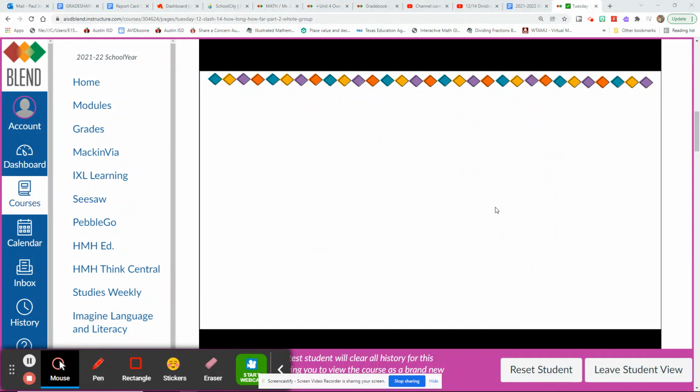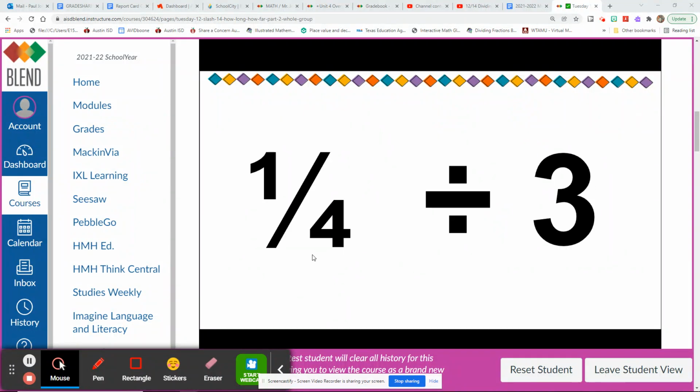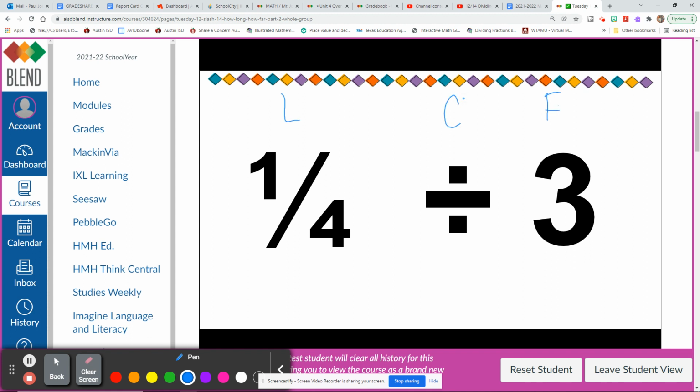Okie doke. Now we are making our way through, and now we're going to take 1/4 and divide it into 3 equal pieces. So you're going to take a 1/4 size piece, 1/4 of a whole, and you're going to divide it into 3 equal size pieces. Your answer will tell you what one of those pieces is called. If you took a fourth and divided it into 3 equal size pieces, what would that fractional piece be called? So let's go ahead and try and use leave, change, flip.